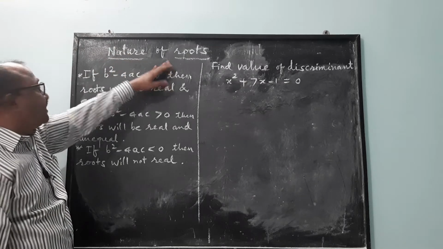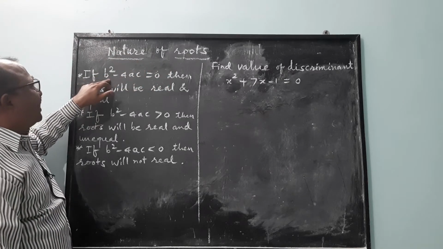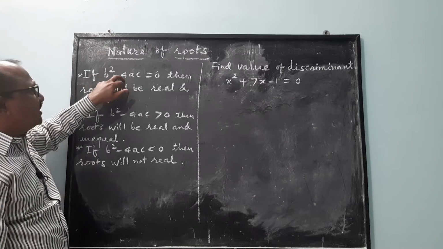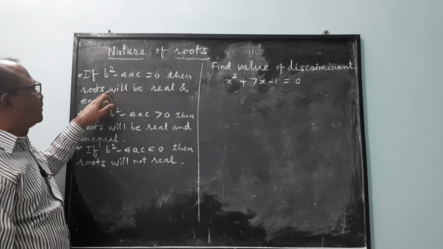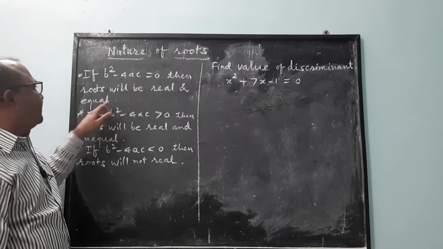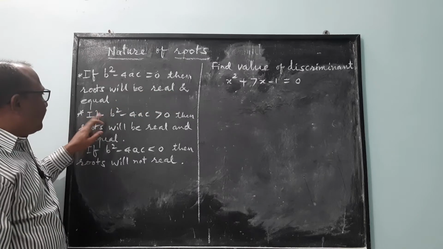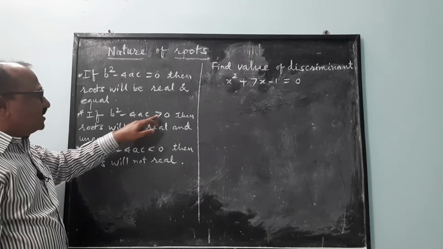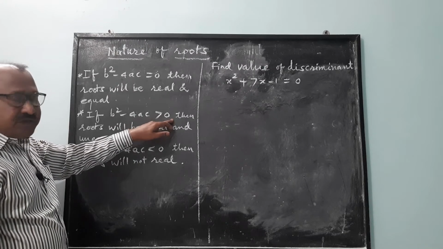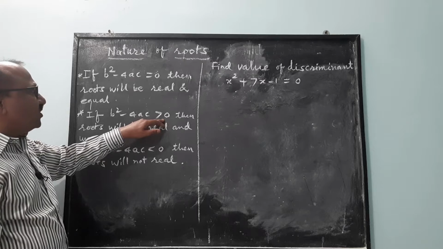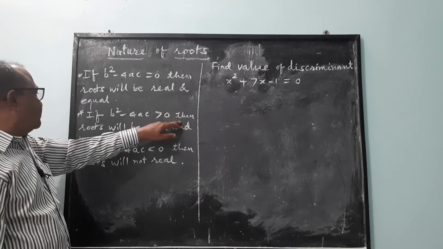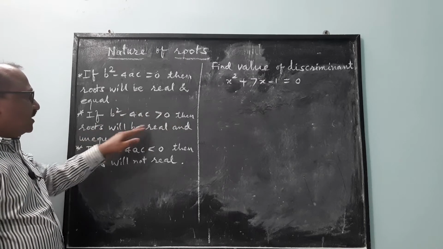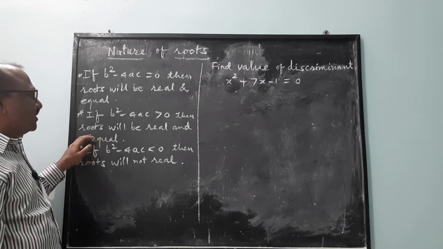Once again I am repeating the steps. If value of b square minus 4ac is equal to 0, then roots will be real and equal. Second, if b square minus 4ac, this value is greater than 0, means if you are getting this value as positive value, then roots will be real and unequal.